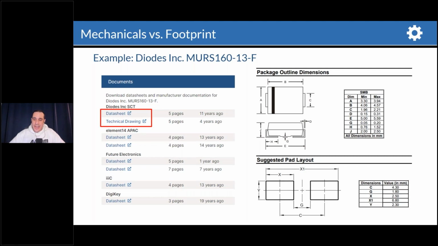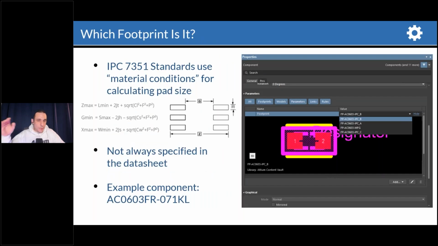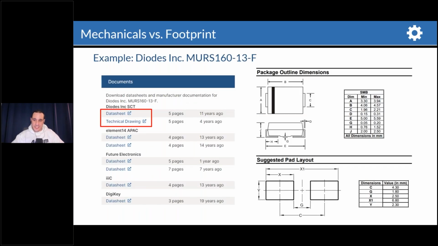Now, this pad layout is just a suggestion, of course. It is based on whatever the manufacturer has done as far as assembly and testing. And the package outline dimensions can be measured directly from the package, but those can be used by a mechanical engineer for any kind of 3D modeling that they need to do. Now, this suggested pad layout, which IPC standard does it correspond to? Well, we actually have no idea just by looking at this suggested pad layout.